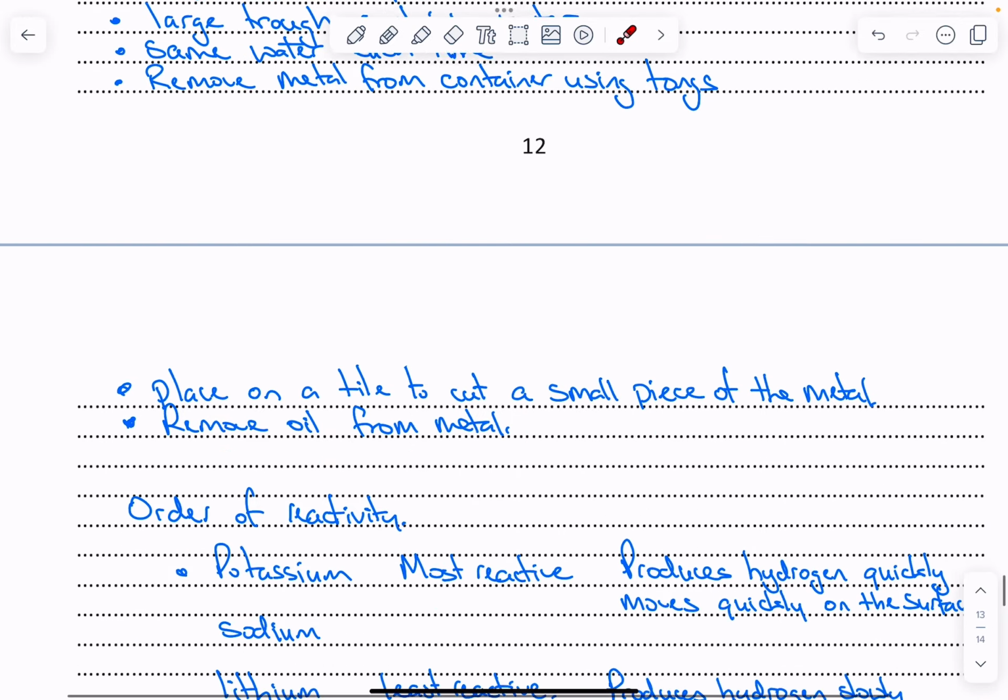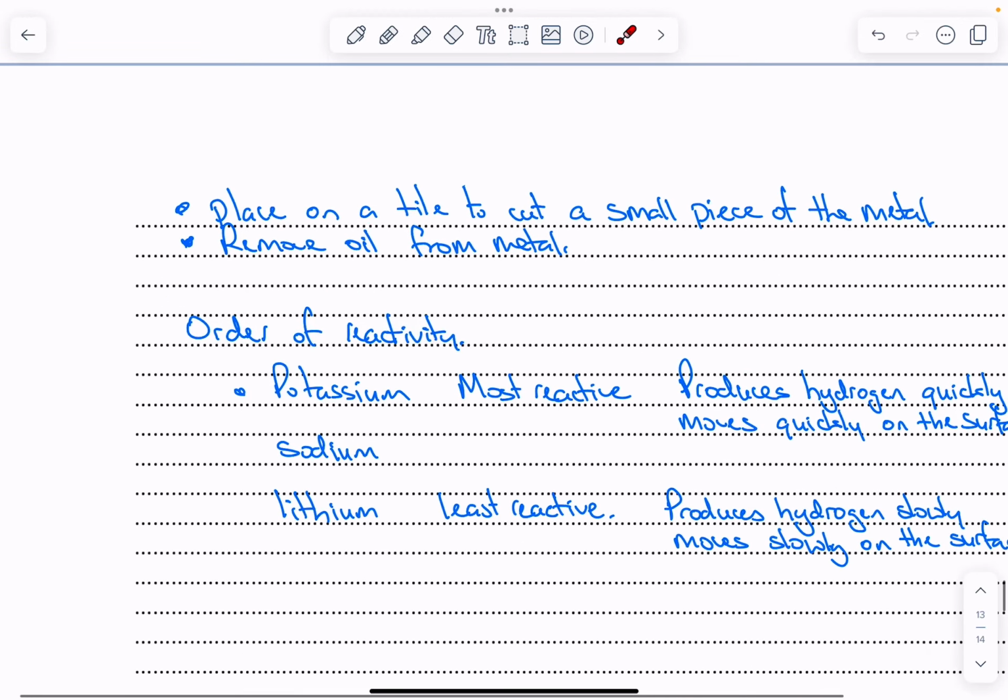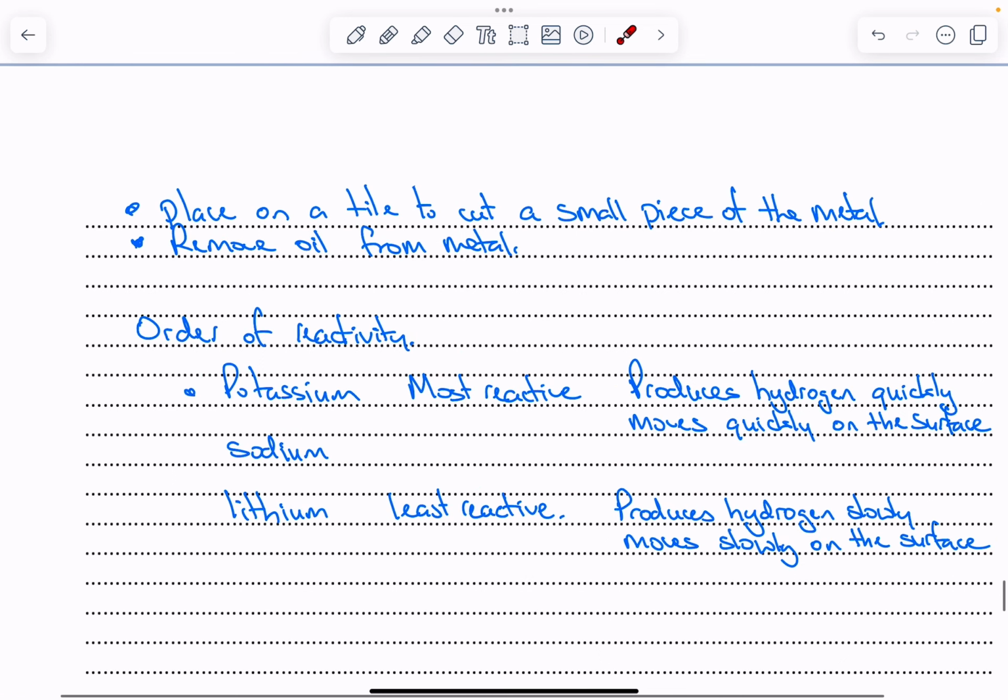In terms of getting the order of reactivity, you can see from the way it's been done, potassium is producing the most hydrogen, or producing hydrogen more quickly, and it's also moving the most on the surface. Sodium is described in the middle somewhere, and lithium is the least reactive because it's producing hydrogen very slowly and is moving slowly on the surface of the water.